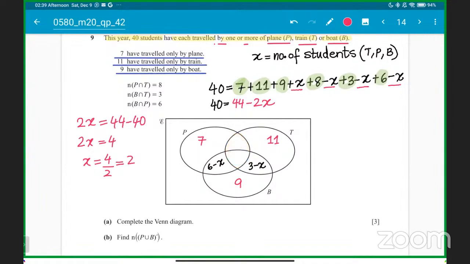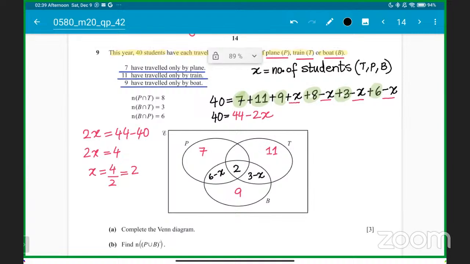Now we can change this, that there are only two students who have traveled by plane, train, and boat. Okay, students, there are two students who have traveled by all three modes of transport, that is plane, train, and boat. And then there are only 8 minus 2 is 6. So there are 6 students who have traveled by both plane and train. Getting it? Then there are 4 students who have traveled, 6 minus 2 is 4. They have traveled by plane and boat.